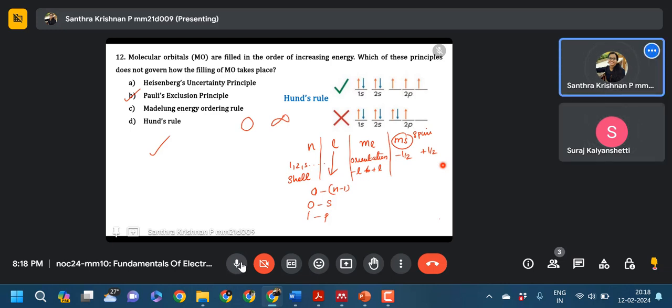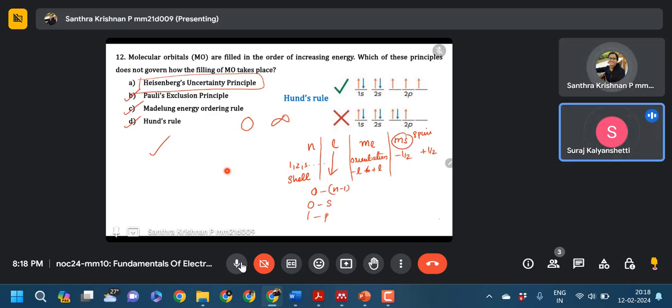Now we understood that Hund's rule is important and Madelung's rule is important for filling. Heisenberg's is about prediction of position and momentum, so it is not important for filling of molecular orbitals. Pauli said that quantum numbers... Hund's rule is this one.